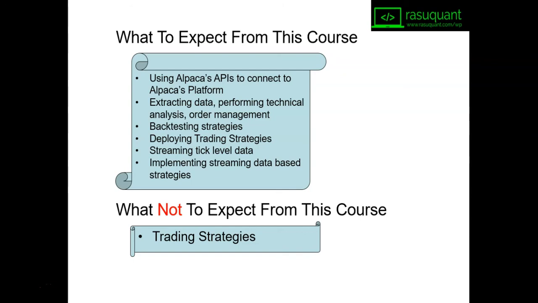But you should not expect to learn trading strategies from this course. I will cover a few basic trading strategies, but the purpose of this course is not to discuss trading strategies. It's expected that you are already aware of trading strategies and that you're looking to implement those trading strategies on Alpaca's platform, and that's what my course is going to help with.